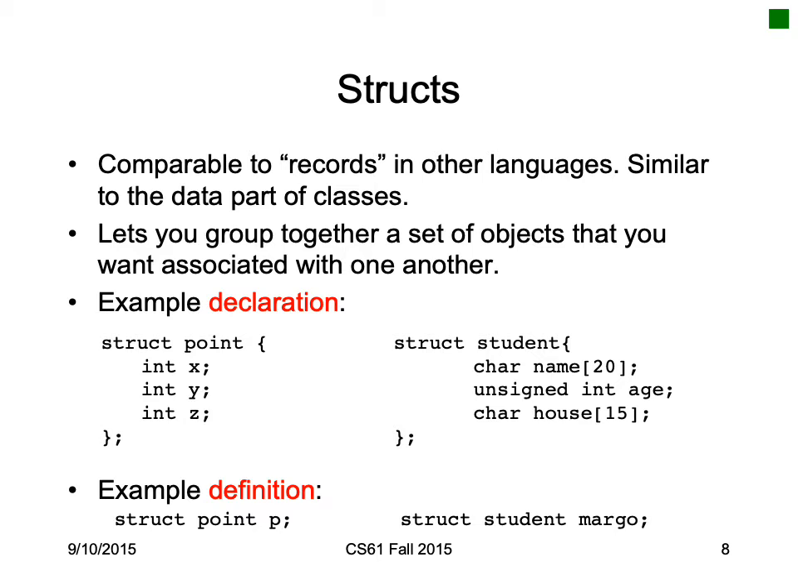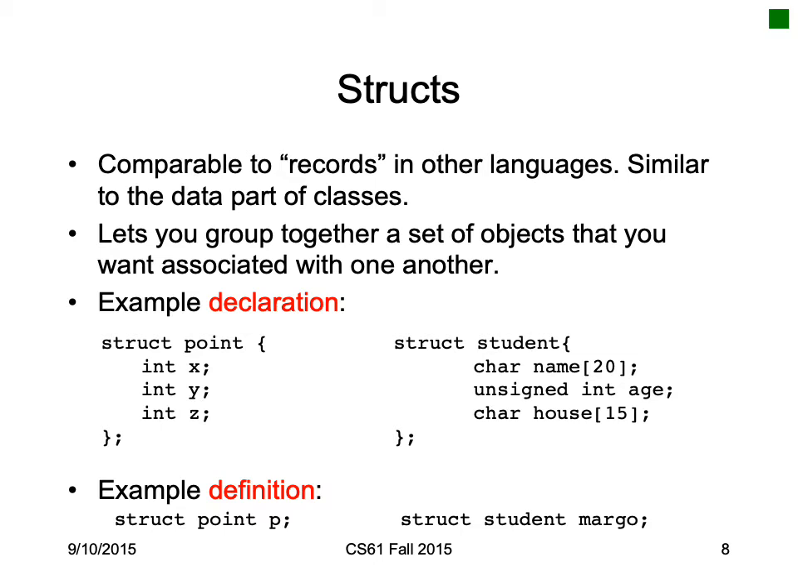Let's talk about structs next. So if you've programmed in a language with records or classes, this might feel familiar. If you haven't programmed in those languages, don't worry about it. A struct, which is short for structure, is a way of packaging a bunch of related fields together so that you can access them as a single entity.